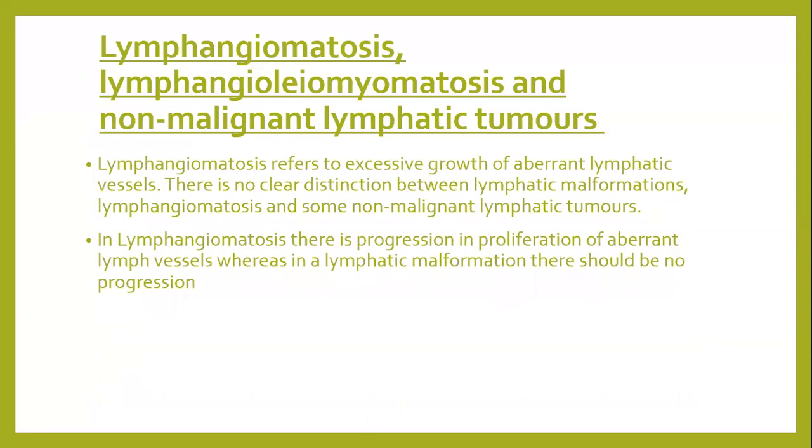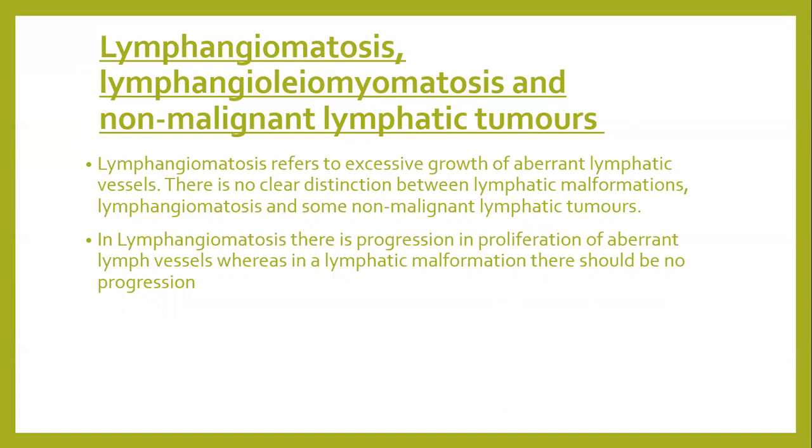So the next topic is lymphangiomatosis, lymphangioleiomyomatosis, and non-malignant lymphatic tumors. Lymphangiomatosis refers to excessive growth of aberrant lymphatic vessels. There is no clear distinction between lymphatic malformations, lymphangiomatosis, and some non-malignant lymphatic tumors. In lymphangiomatosis, there is progression in proliferation of aberrant lymph vessels, whereas in lymphatic malformation, there is no progression.